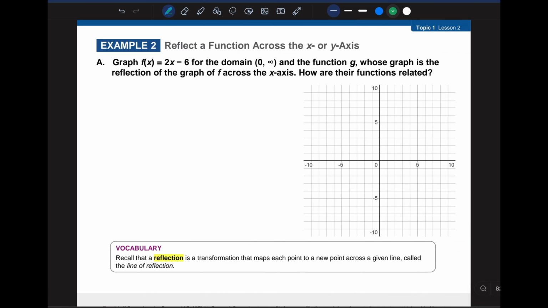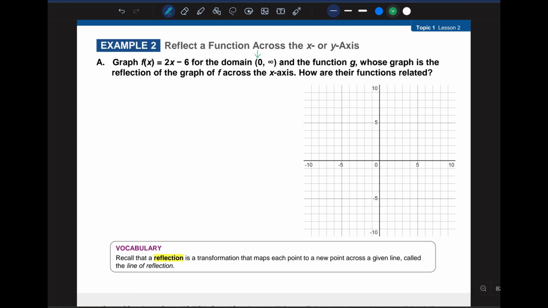All right, so the graph of f of x equals 2x minus 6 for the domain, so x values from 0 to infinity. Notice we are not including 0. We should have an open circle there when we graph. And the function g, whose graph is a reflection of the graph of f across the x-axis. How are their functions related?